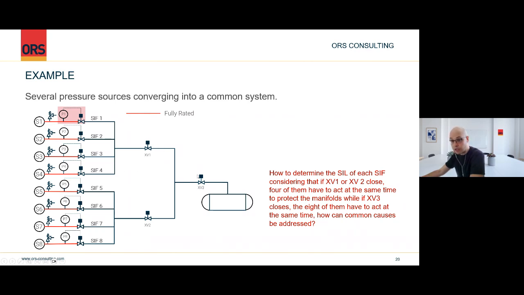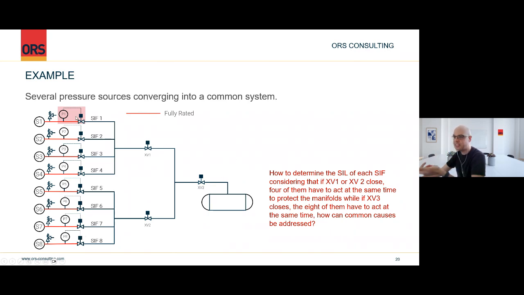While if this one closes spuriously, for example, all the 8 SIFs need to work at the same time. So if one of the SIFs and one of the PSVs fail at the same time when this event happens, you have overpressure of the system. So all of these need to work at the same time. That's when LOPA becomes too unidimensional.